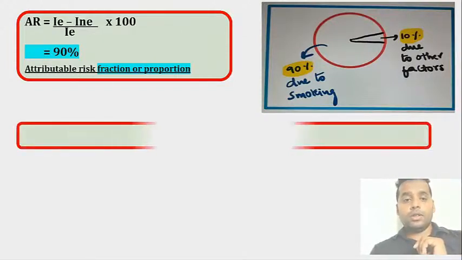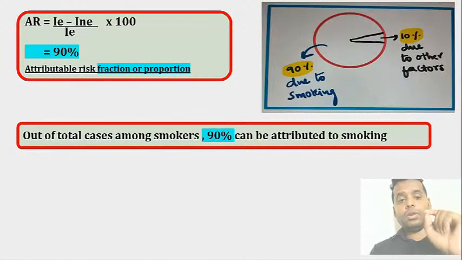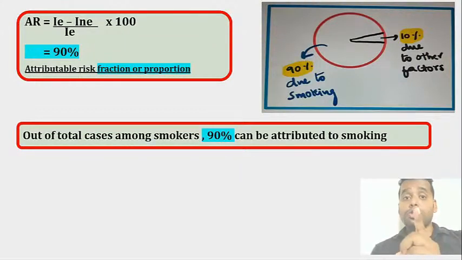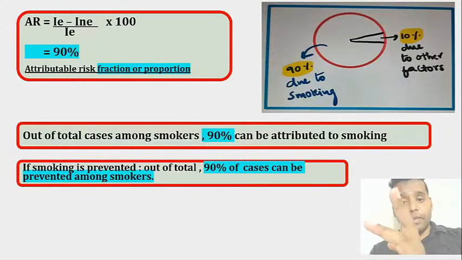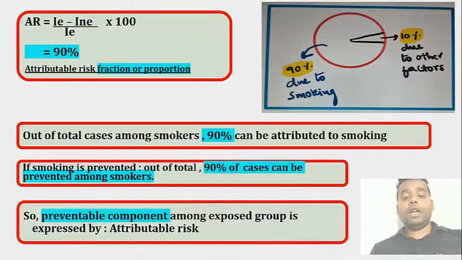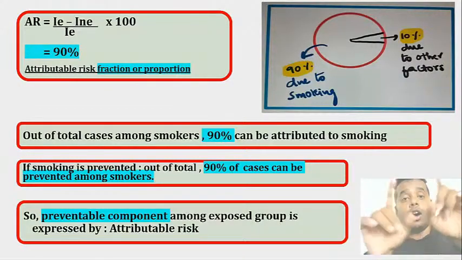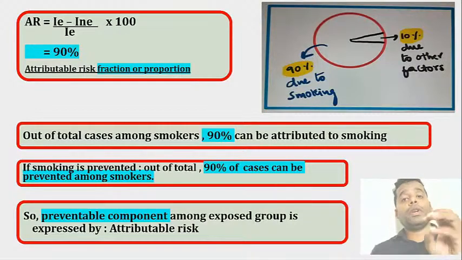Very good. So write down, important: out of total cases among smokers, 90% can be attributed to smoking. If I tell them stop smoking, if smoking is eliminated, 90% of the cases can be prevented. Good. So what is the inference of attributable risk? It will tell you the preventable component among exposed group. If exposure is eliminated, how much amount of outcome can be prevented among exposed group?